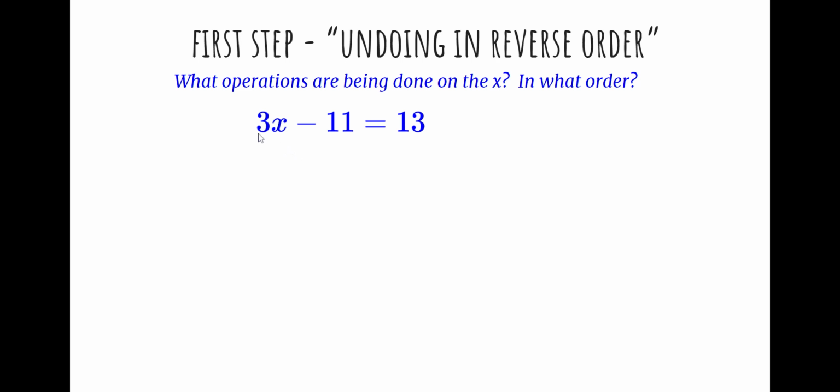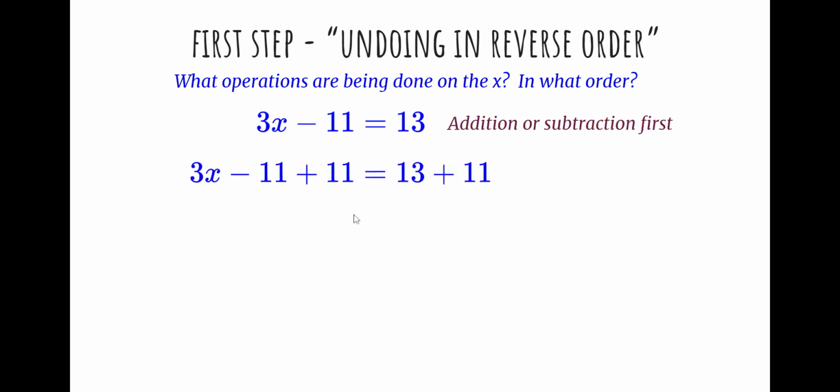Okay, if you said that the first operation is a multiplication by 3, you are correct. 3 multiplies the x, that's the first operation, and the second operation is a subtraction. We're subtracting 11. So we are multiplying by 3 and then subtracting 11. The way we will isolate our variable is by doing the opposite operations in the opposite order. So if the first operation is multiply by 3 and the second is subtract 11, the first thing we're going to do is to add 11 to both sides, because we're undoing what's happening.